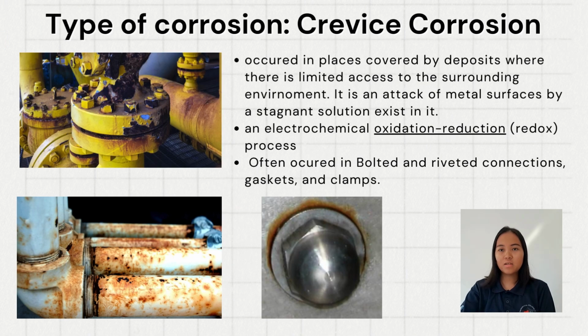The type of corrosion that happened in the case study is crevice corrosion. Crevice corrosion occurs in places covered by deposits where there is limited access to the surrounding environment. It is an attack on a metal surface by a stagnant solution that exists between these small spaces. It is also an electrochemical or oxidation-reduction redox process. It often occurs in bolted and riveted connections, gaskets and clamps. In this case study, it is between the pipeline.